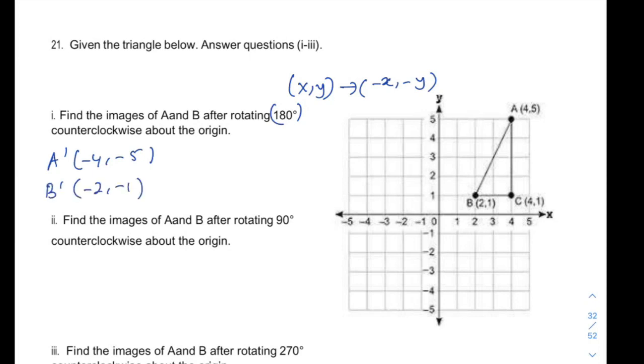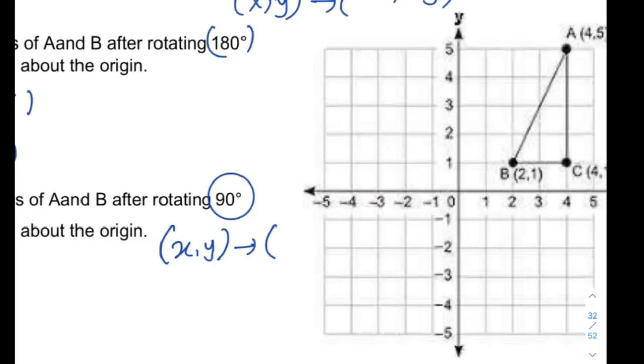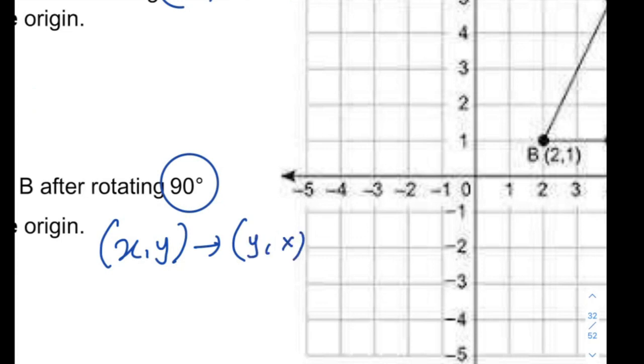Just reverse the signs. Find the images after rotating 90 degrees. What happens for 90 degrees? X, Y will be what? Now interchange, that is Y, X, then change the first one.